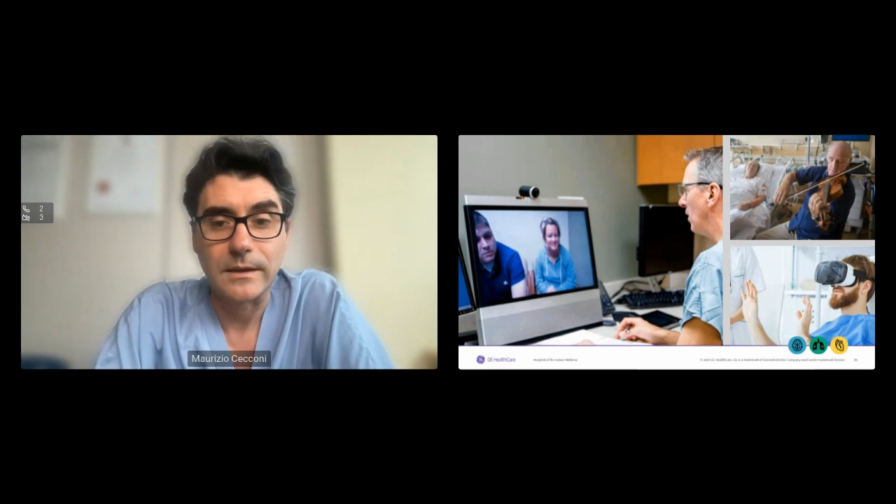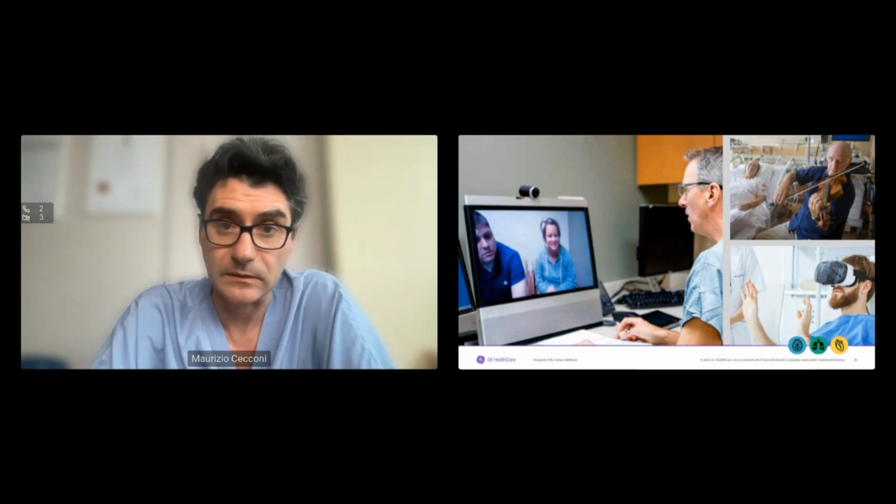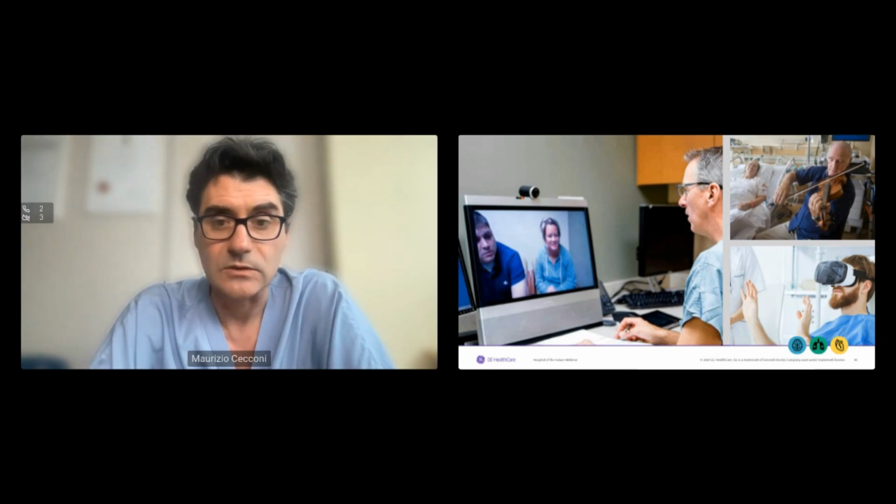I'm putting here a picture of music at the bedside. I think we should not forget these things. This is not high-tech, but this is certainly something that should remind us that if we go through this technological revolution to be able to take care of more patients, we should not forget this human side of things.